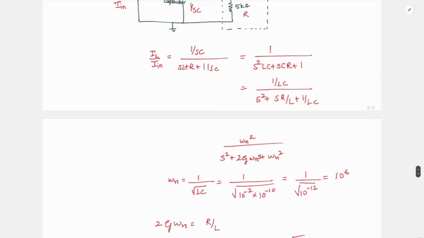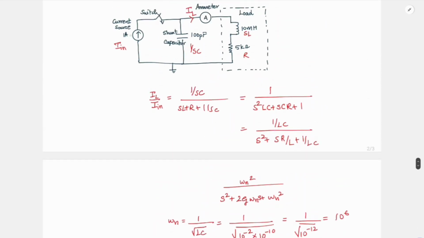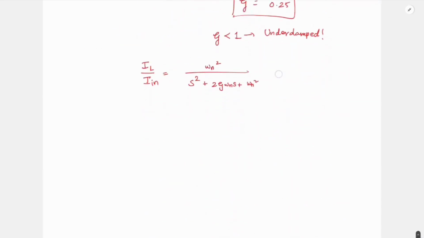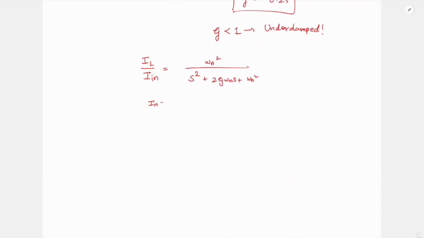I'm adding it. Okay. So now, what the input is nothing but it is like a step, right? Because before t equal to 0, it was 0. And only when the switch closes, this 1 ampere is coming. So it is like a step. So in Laplace domain, what is a step? It is just 1 by s. So your IL is nothing but I in into this. So it's 1 by s into omega n square by s square plus 2 zeta omega n s plus omega n square.